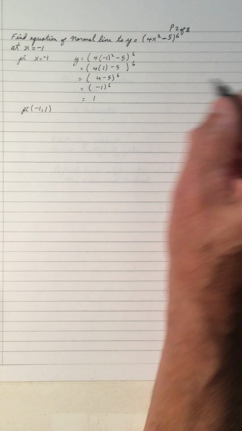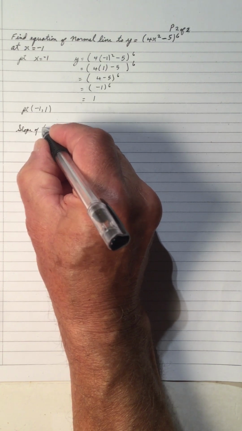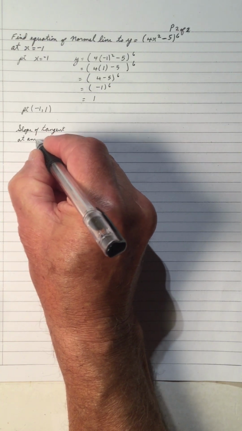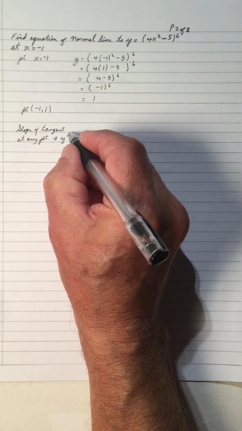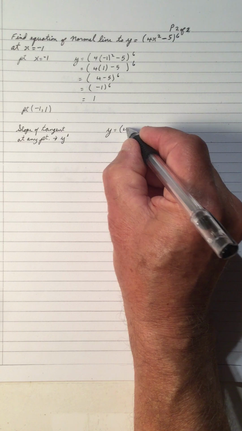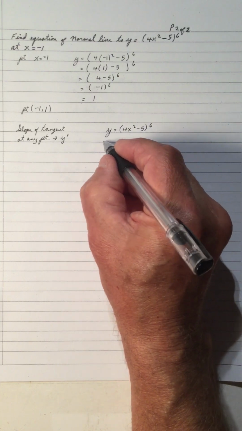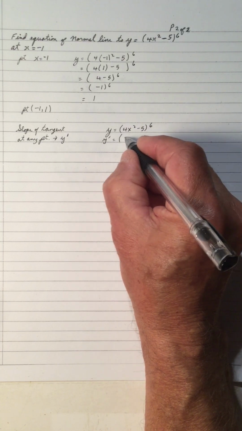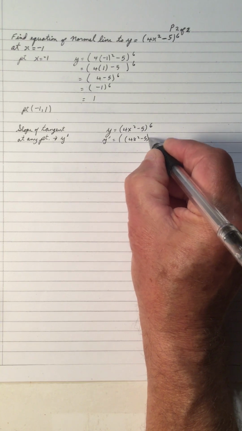Now let's get the slope of the tangent. The slope of the tangent at any point is the derivative of y. So we have y equals (4x squared minus 5) to the 6th power. So the derivative, y prime, we get the derivative with the power, (4x squared minus 5) to the 6th power.